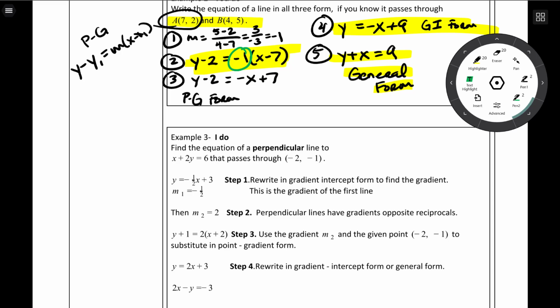So example 3 is saying find the equation of a perpendicular line to x plus 2y equals 6 that passes through (-2, -1). Okay, so we've got 4 steps. Rewrite in gradient intercept form to find the gradient. I'm going to rewrite these steps so I can make it work for me. So first, find gradient. Okay, step number 2. Flip the slope.